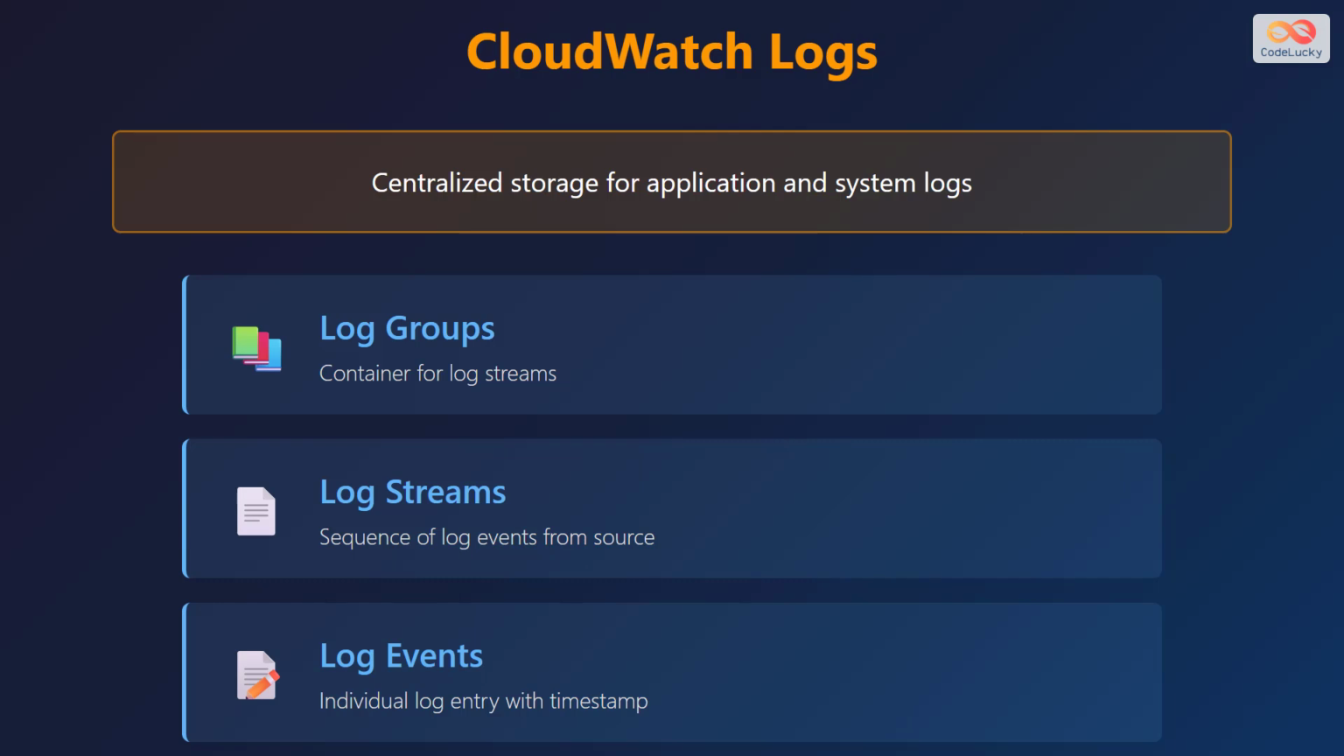CloudWatch Logs provides centralized storage for application and system logs from across your AWS infrastructure. The service uses a hierarchical structure to organize log data. At the top level, log groups act as containers for related log streams. Within each log group, you have log streams, which represent sequences of log events from a specific source, such as a particular application instance or server. Finally, log events are the individual log entries, each with a timestamp and message content. This structure makes it easy to organize, search, and analyze logs from multiple sources in one place.